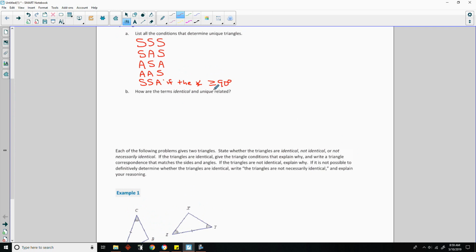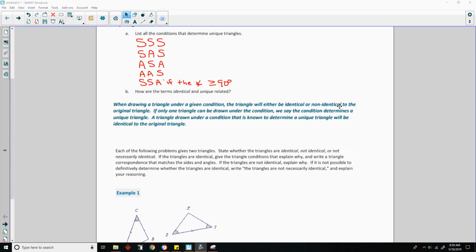So how are the terms identical and unique related? When drawing a triangle under a given condition, the triangle will either be identical or non-identical to the original triangle. If only one triangle can be drawn under the condition, we say the condition determines a unique triangle. A triangle drawn under a condition that is known to determine a unique triangle will be identical to the original triangle.